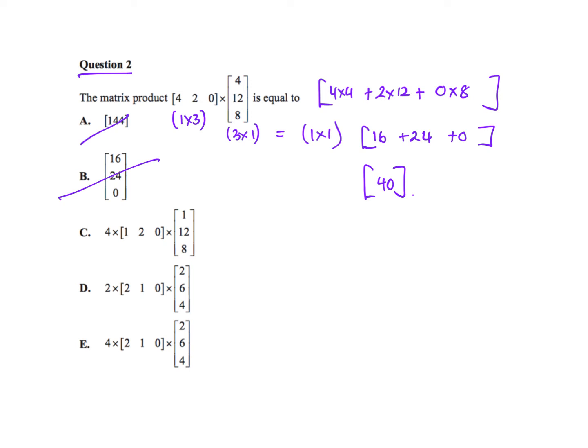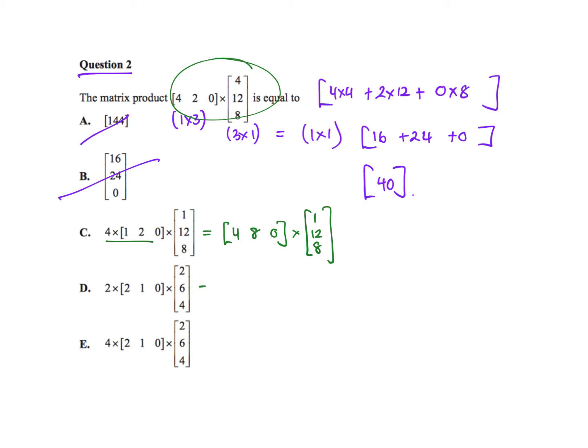Okay? So now these other ones could produce it, so we have to be careful. Let's go do these. The first part here is a scalar, so I'll do that first, and then I would have 4, 8, and 0, and then I'm multiplying it by this one, 1, 12, and 8. Well, we already know that wouldn't give that, so we can say that's out. That's not going to work.